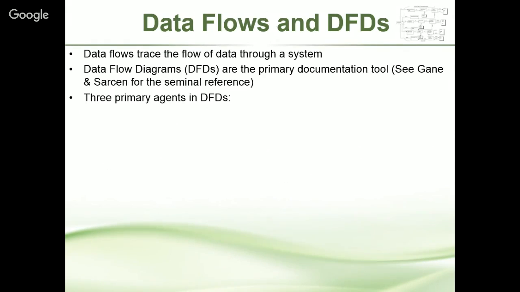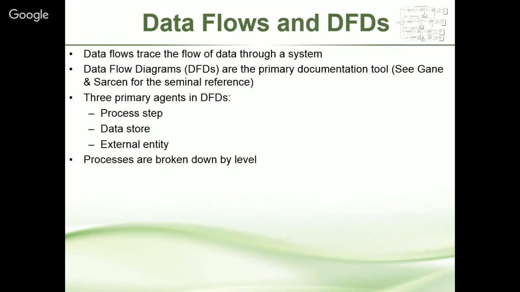There are only 3 primary agents. So these are 3 kinds of boxes in a data flow diagram. The first is a process step. That means something's happening to the data. The second is a data store. That means the data is stored somewhere. Now, when you're looking at automated systems, that's usually in a file or a database, but this works just as well for manual systems where your data store might be a manila folder, a file folder. And the third one is an external entity. That means the data is coming from somewhere outside the system you're documenting or going to somewhere outside the system you're documenting. And that's really all it is.